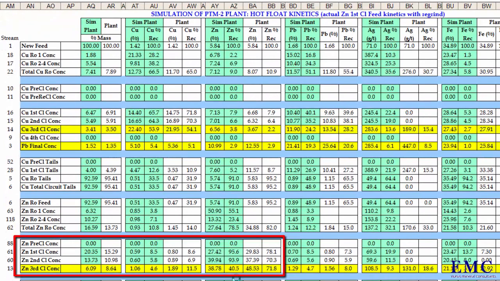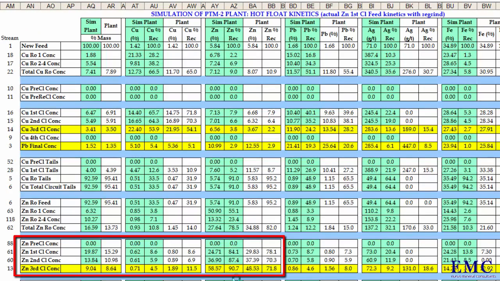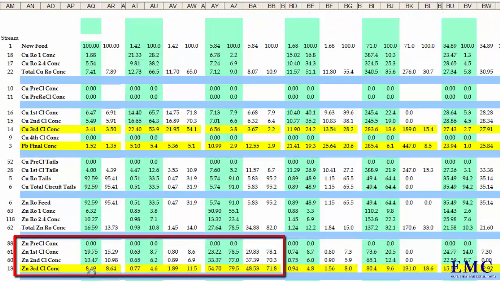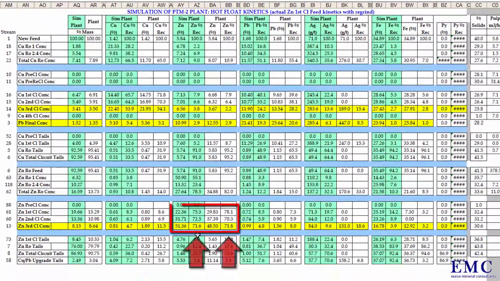And you can see the figures change, not only in the simulated recovery and grade, but also in the mass pull, and also in the zinc first, second and third cleaner concentrates. So we see what that does, and you can see, having changed those kinetics, the simulation now gives pretty much what the plant does.